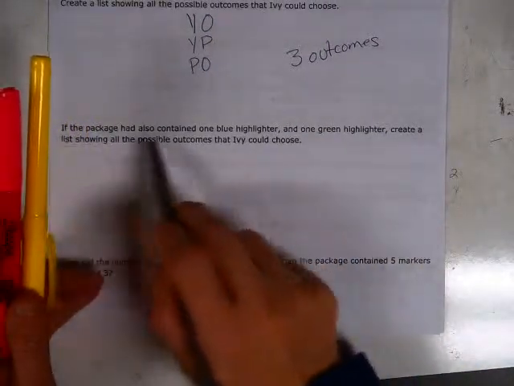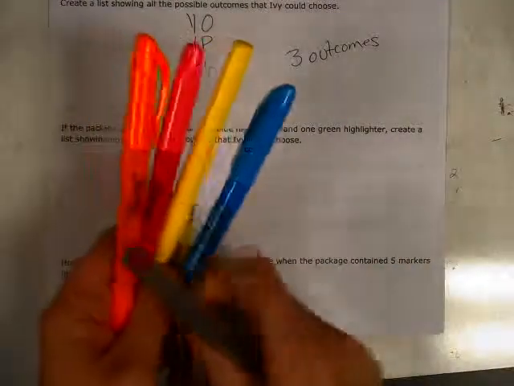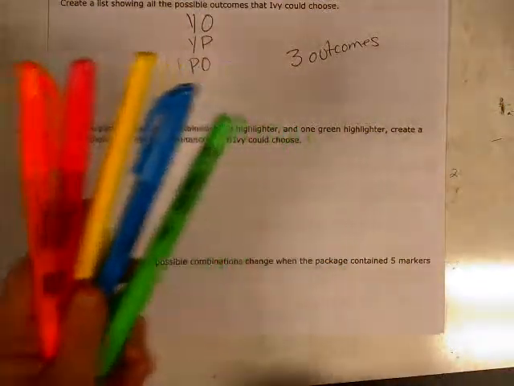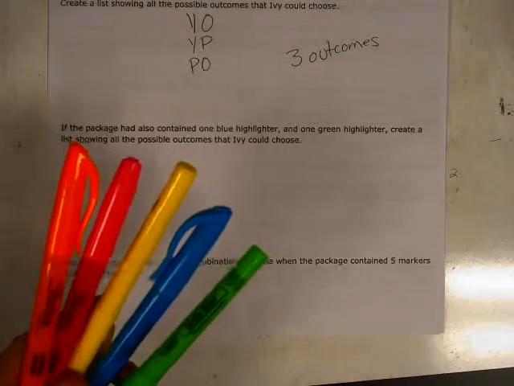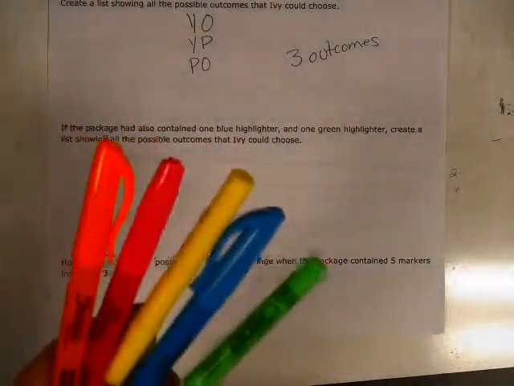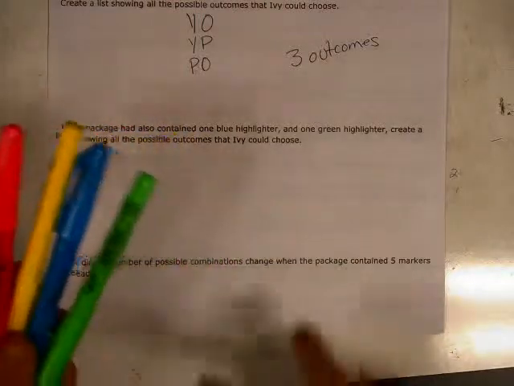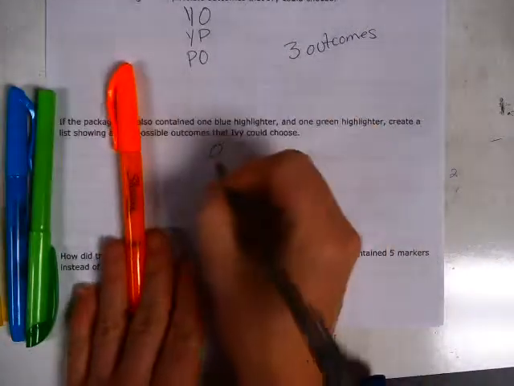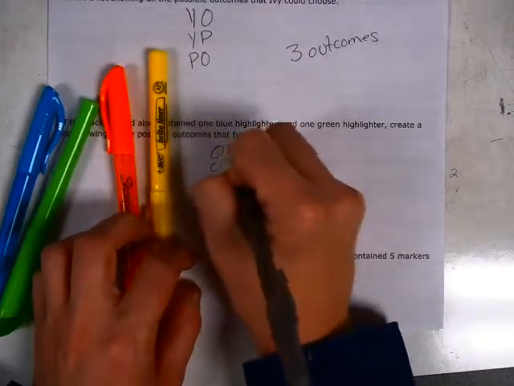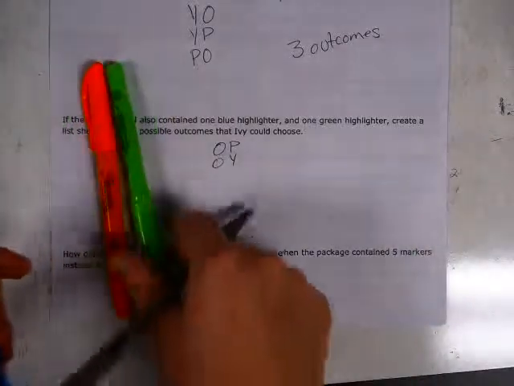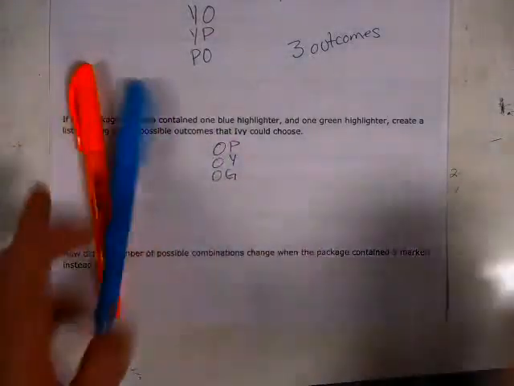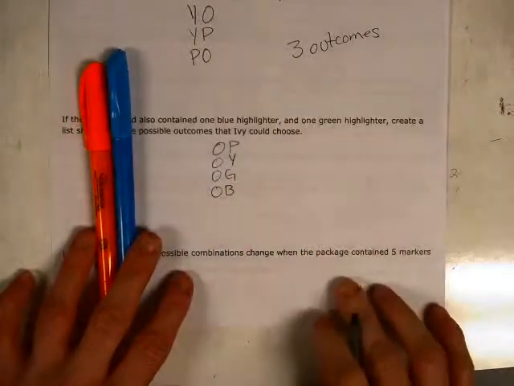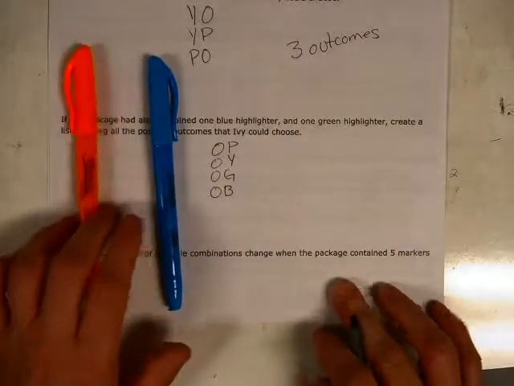Okay, this next one. If the package contains a blue highlighter, so we got a blue one in the mix, and a green highlighter, so we got a green one in the mix. Create the list showing all the possible outcomes she could draw. Still, she's only going to draw 2 out. Okay? So, she could have, I'm going to start with orange. She could have the orange and the pink one. She could have the orange and the yellow one. She could have the orange and green one. She could have the orange and blue one. Okay? Those are all her possibilities with orange.